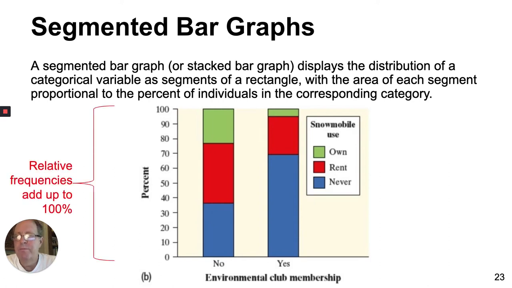Relative frequencies must add up to 100%. So if you are asked to draw a segmented bar graph, make sure that both columns add up to 100%. A lot of students get that wrong. When you are asked to draw segmented bar graphs, make sure both columns add up to 100%.